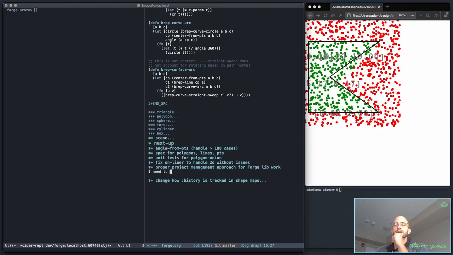I actually discovered one additional edge case that I fixed for the Polygon-union.